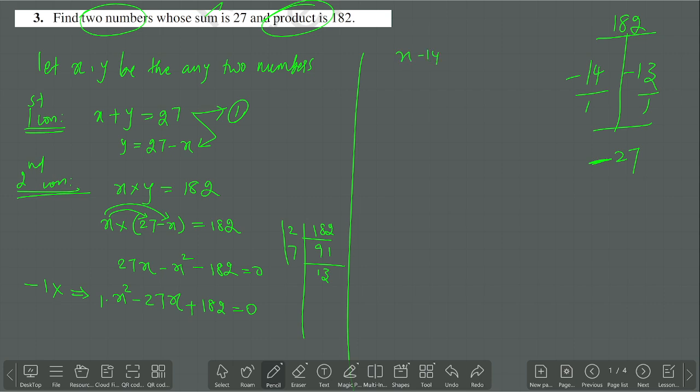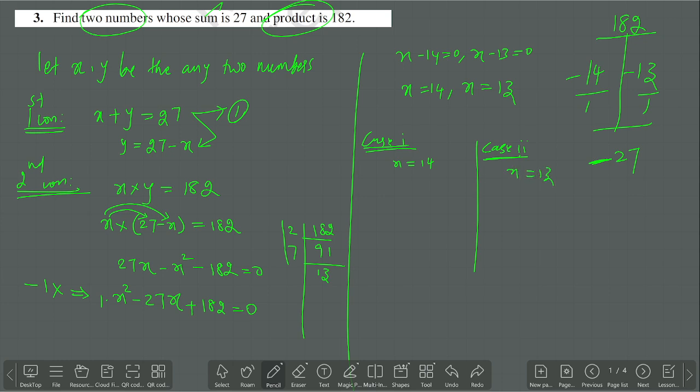x minus 14 equals 0, x minus 13 equals 0. I'm not factorizing further, I'm making it directly equal to 0. Here they asked to find only the numbers. The x value is 14 here and 13 here, so I am getting two x values. Make it two cases: case 1 is x equals 14 and case 2 is x equals 13.